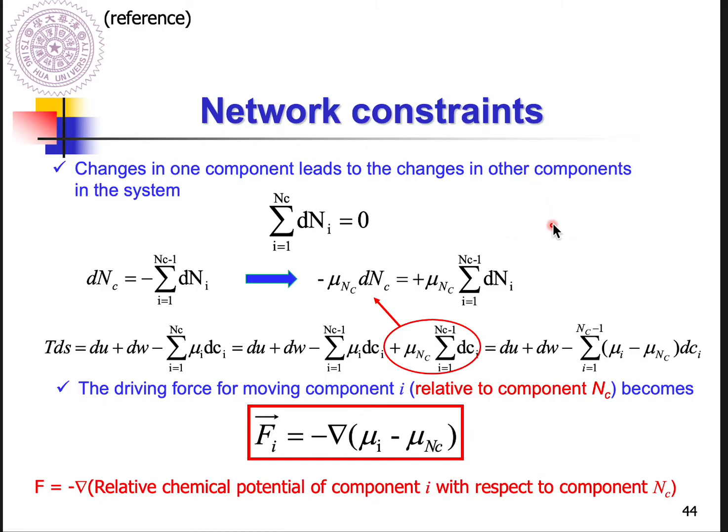We talked about this before, the network constraint. We can use this when changes in one component lead to changes in the other component in our system. So, for example, in pure metal materials, the number of atoms changes with the number of vacancies. So you can use this to formulate the driving force of pure materials.